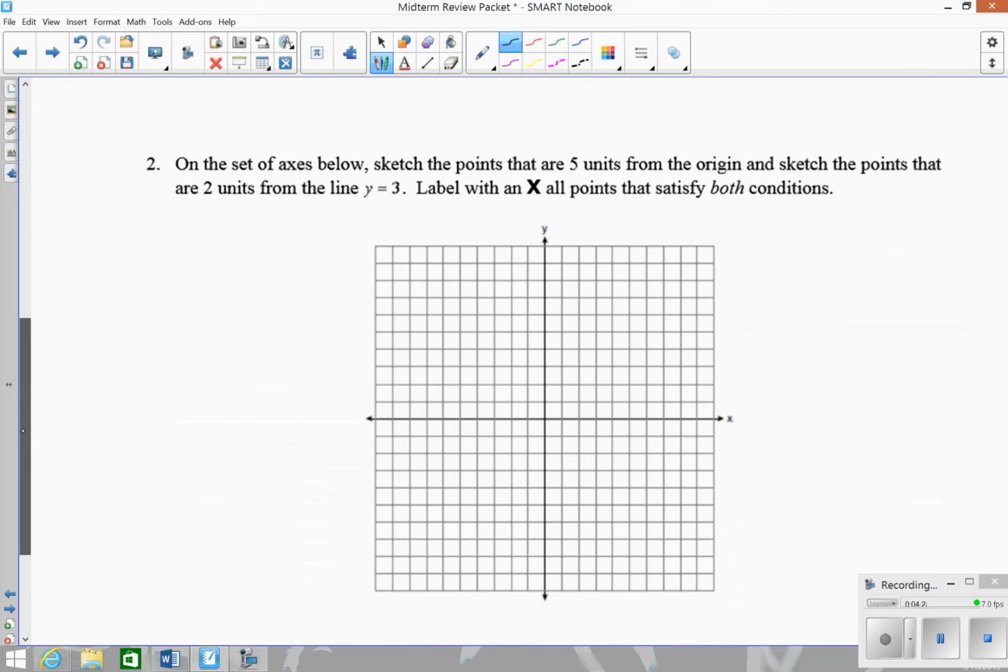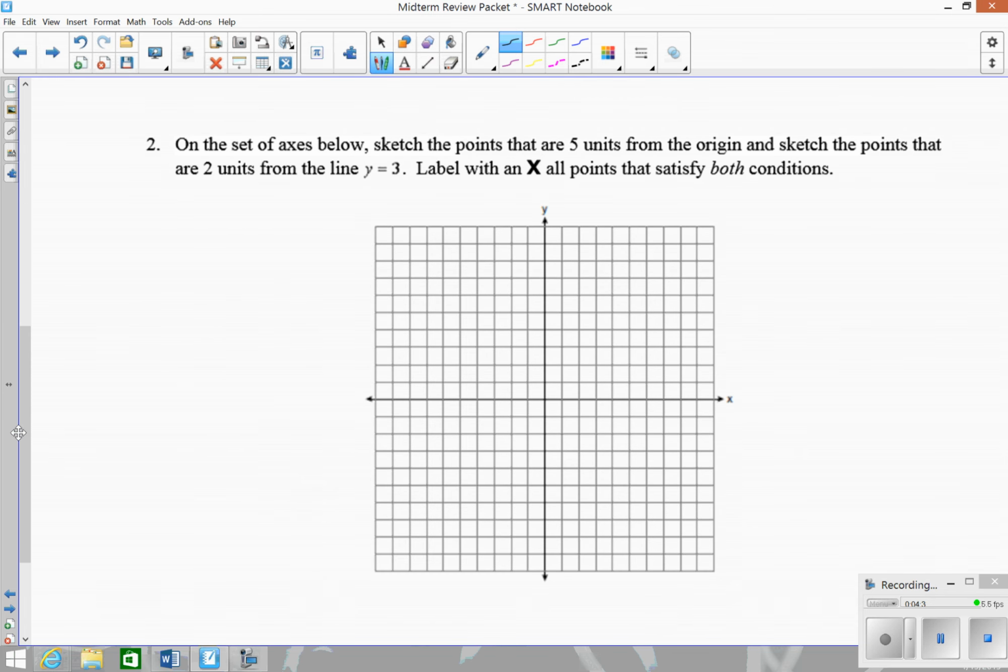So here's a compound locus situation on a coordinate grid. So again, read the problem. On the set of axes below, sketch the points that are 5 units from the origin and sketch the points that are 2 units from the line y equals 3. Label with an X all points that satisfy both conditions. So first you want to identify what the 2 conditions are. So I see 5 units from the origin. Usually your keywords here are from something that's telling you what you're supposed to be doing from the starting point. And then it'll be separated with the word and. And the points that are 2 units from the line y equals 3. So we have our second condition and our first condition.